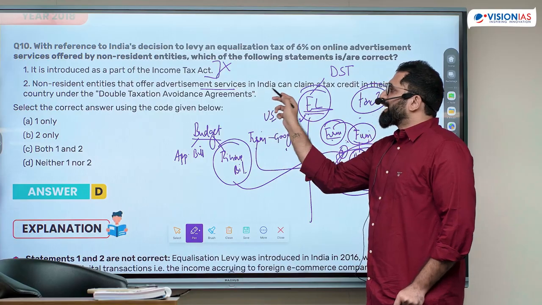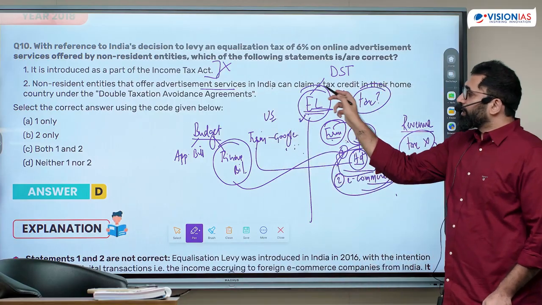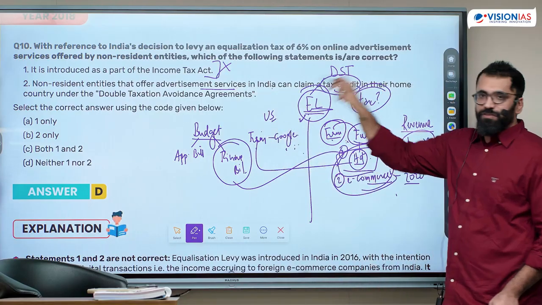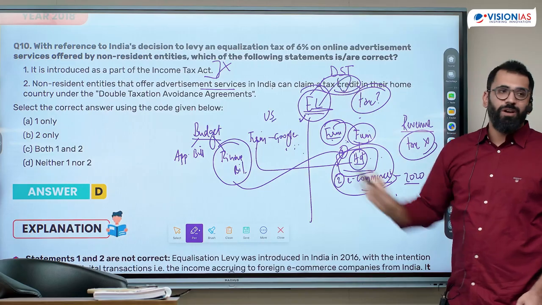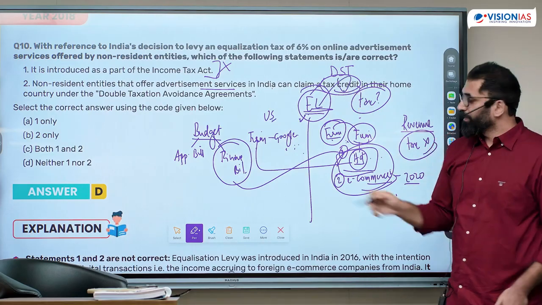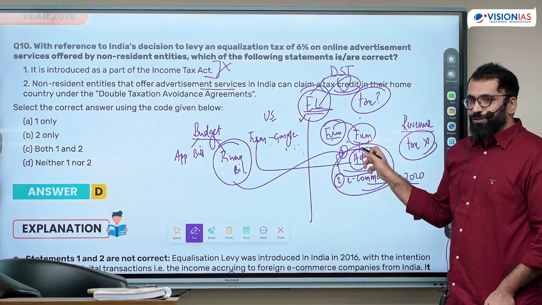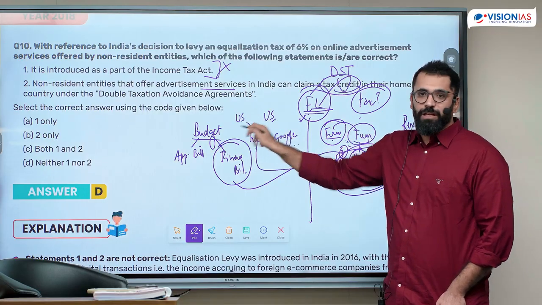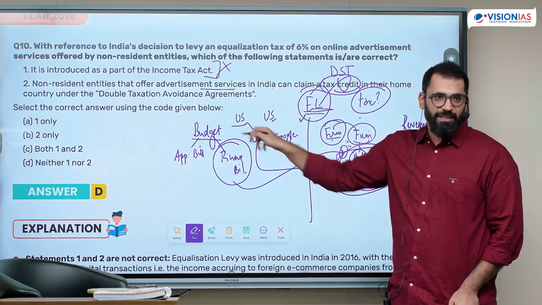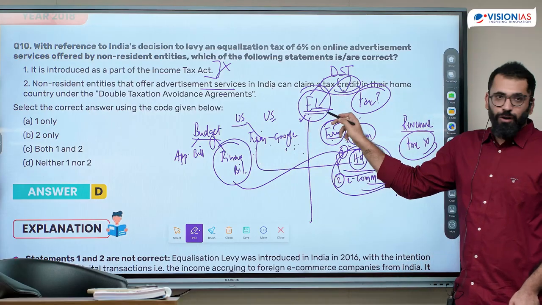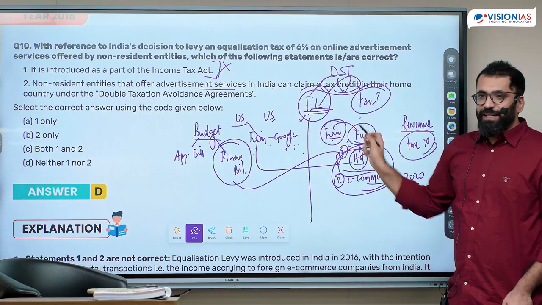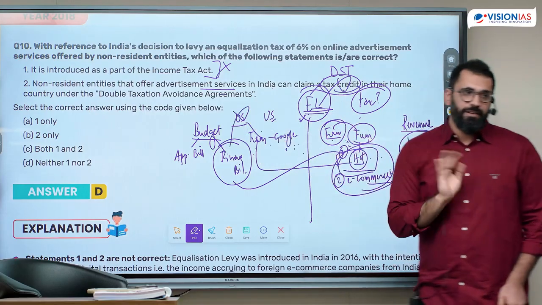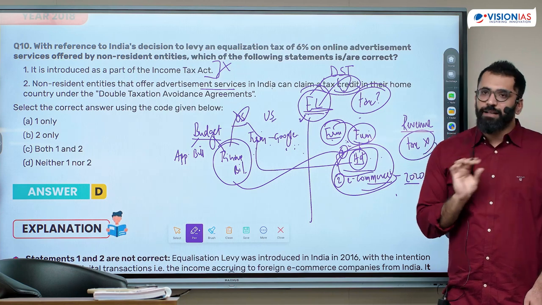Non-resident entities that offer ad services in India can claim a tax credit. This was given as a feature of this tax, that you will not get a tax credit. Now, what is a tax credit? If this firm is paying tax to the Indian government here, it should not pay a tax to its own government there. This is a tax credit. This law in India said, if you pay tax here, you are not going to get any tax credit. You can't claim any tax credit.